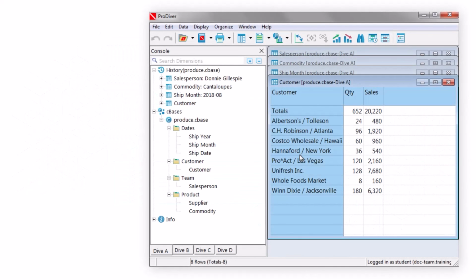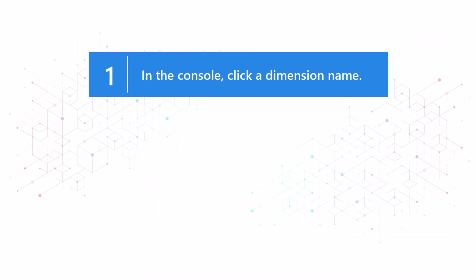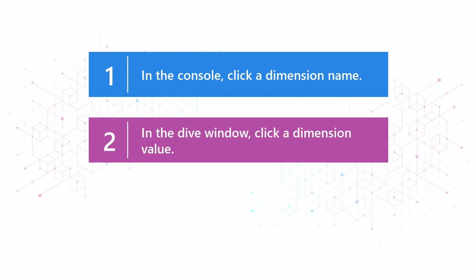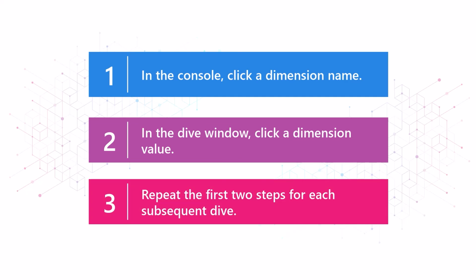So that's how you dive for information in ProDiver. First, you choose the type of information you want to dive for, a dimension, by double-clicking a dimension name. In the resulting dive window, you choose the particular value you want more information on. For each subsequent dive, you repeat these 2 steps until you have the final answer to your business question.